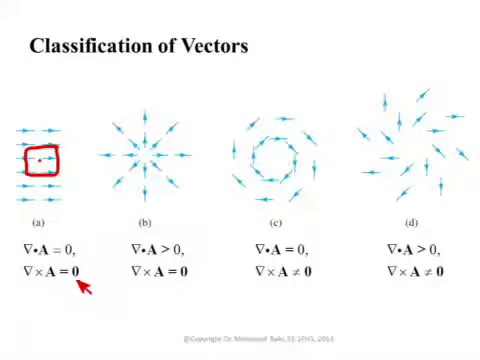And it's also a conservative field or irrotational field. Both are the same. It does not have a circulation at any point. And you can see its curl is a zero vector.